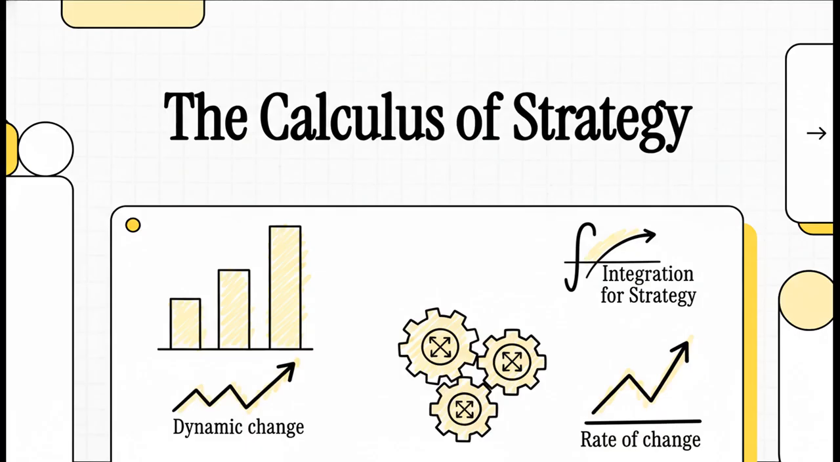But let's be honest, the world of business, of strategy, of real growth, is not a static picture. It's a motion picture. It's defined by constant dynamic change. So today, we're going to level up our analysis. We're moving from the math of fixed states to the mathematics of change itself. We are going to dive into the calculus of business strategy.